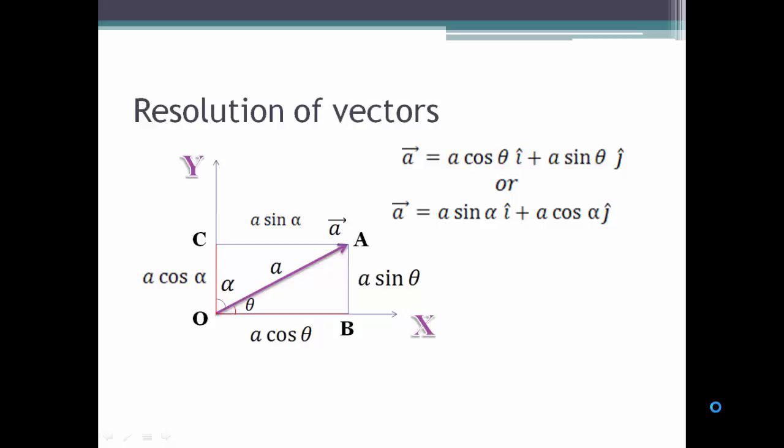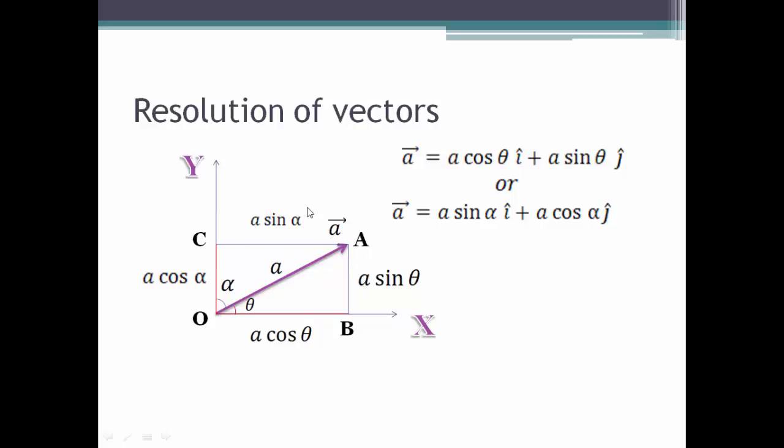The trick to remember resolution of vectors is simply remembering that the component adjacent to the angle subtended will always be the cos component. Here, since vector A subtends an angle theta with the x-axis, the component OB is the cos component. Similarly, on the y-axis, the angle subtended is alpha, hence the adjacent component OC is A cos alpha. The other component will definitely be the sine component, hence here AB is A sin theta and AC will be A sin alpha.